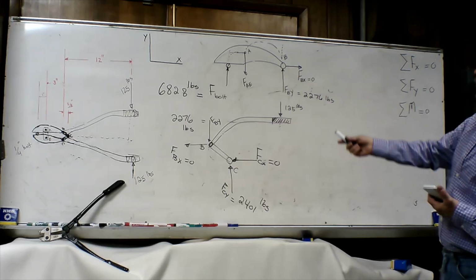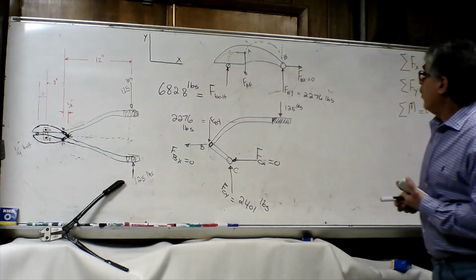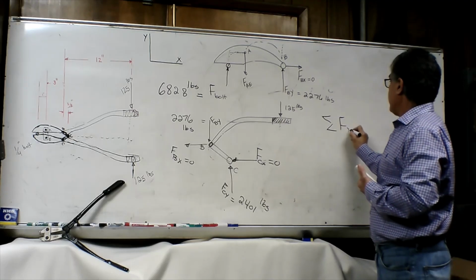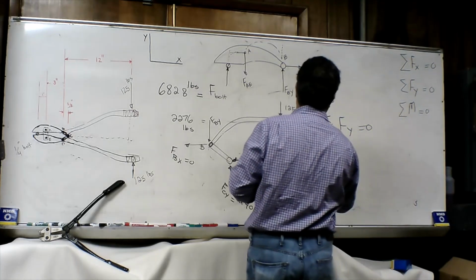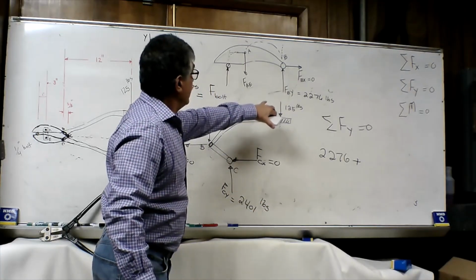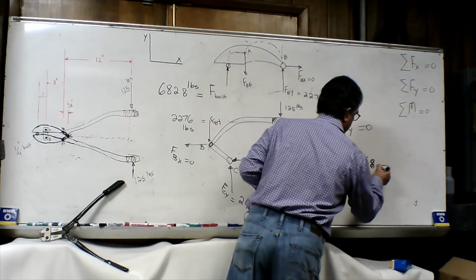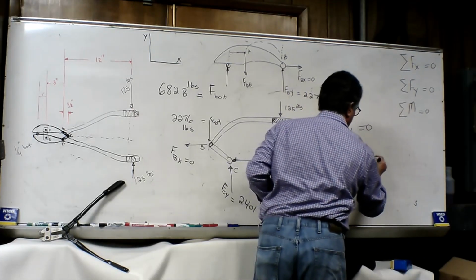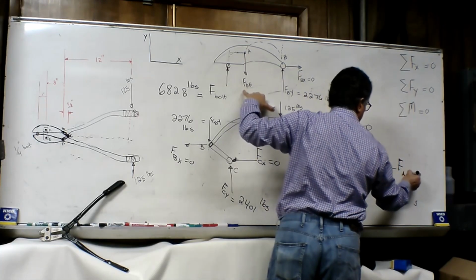Now let's see, we have all the forces except FAE, except the force on member AE. So now in this picture again, summation of all the forces in y direction must be equal to 0. So this is going up. Let's say this is positive. So 2276 plus 6828 minus FAE equal to 0.